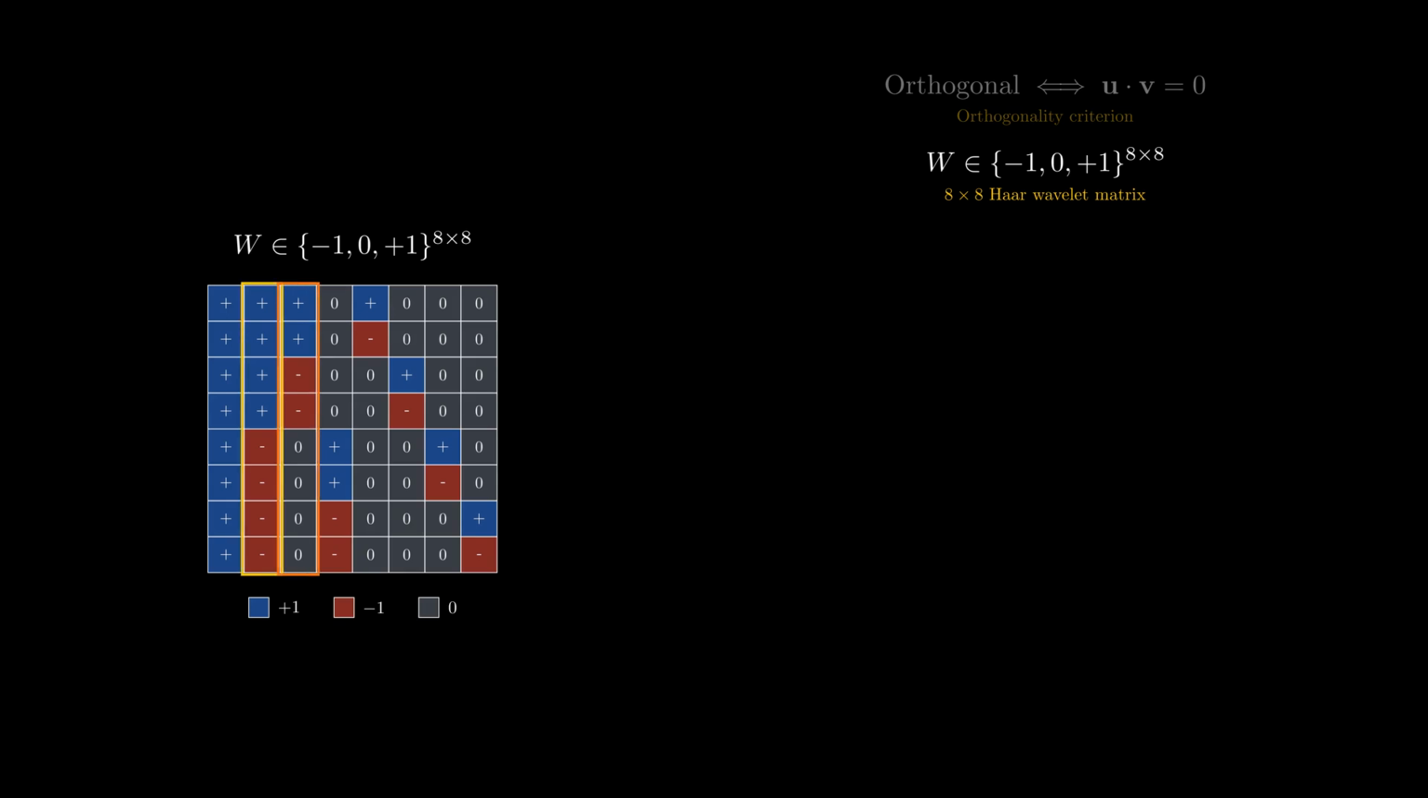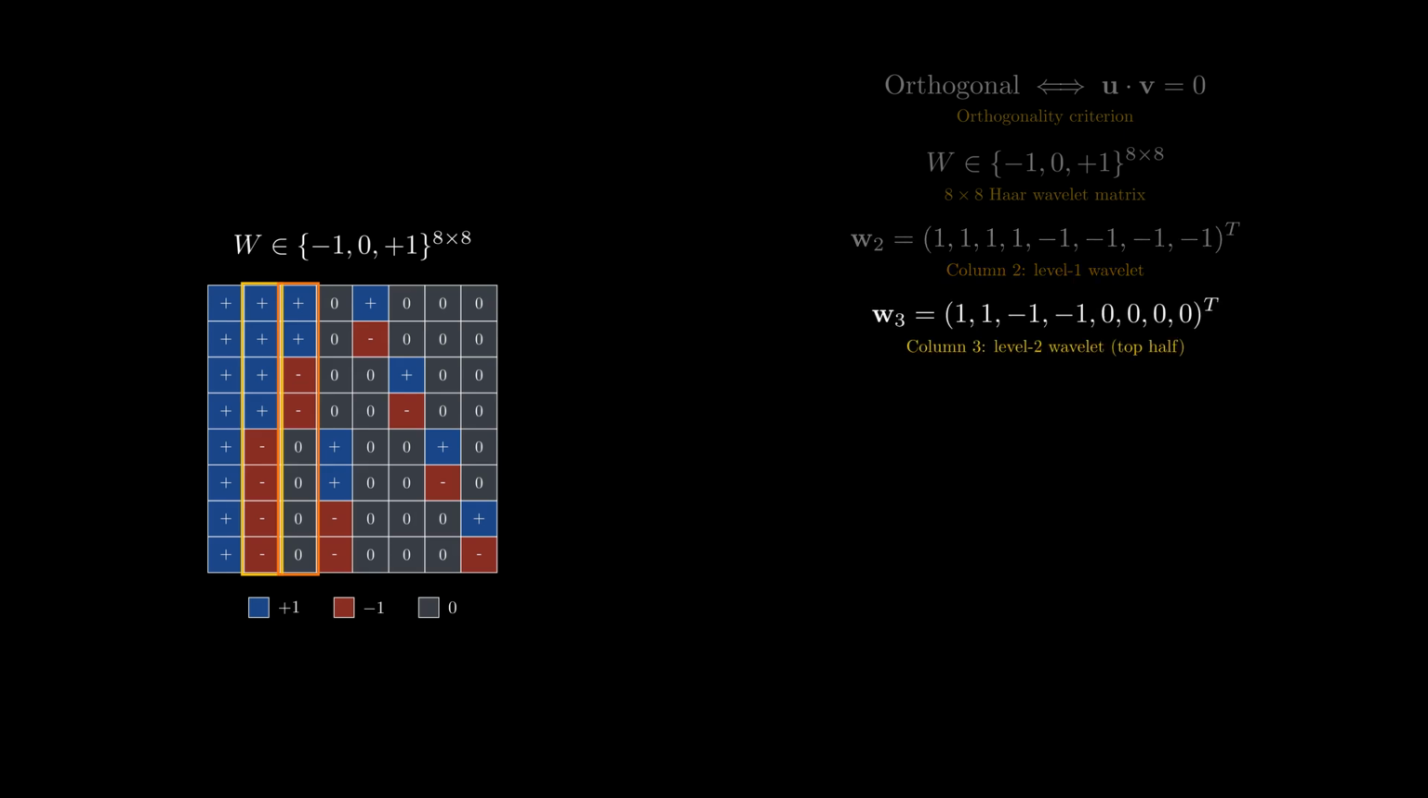Take column 2 and column 3 and multiply entry by entry. Column 2 is the level 1 wavelet, plus 1, plus 1, plus 1, plus 1 in the top half, then minus 1, minus 1, minus 1, minus 1 in the bottom half. Column 3 is a level 2 wavelet, supported only on the top half: plus 1, plus 1, minus 1, minus 1, followed by 4 zeros. Now form the entry-wise products.